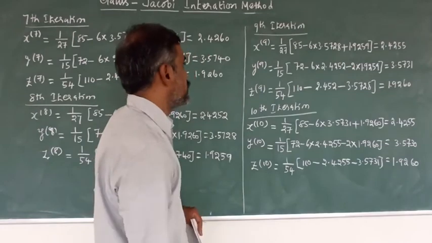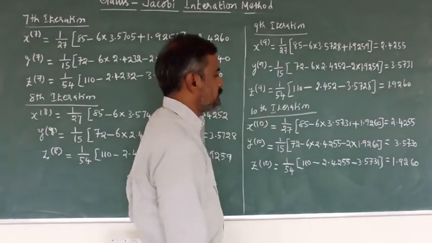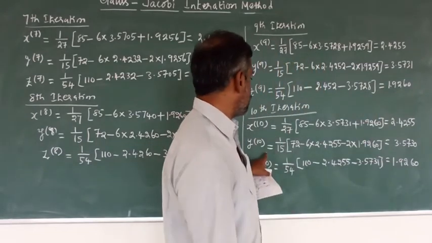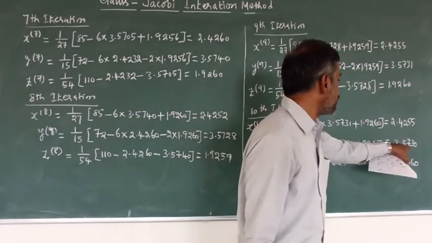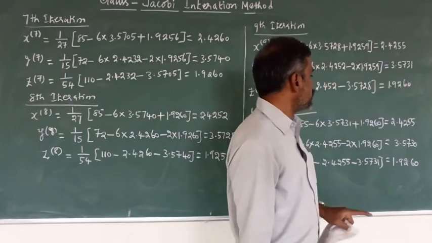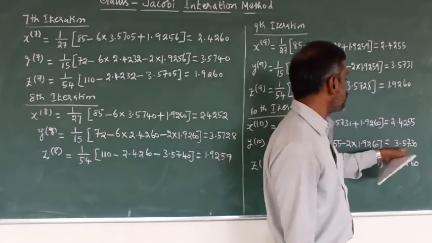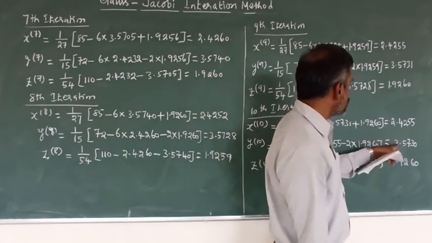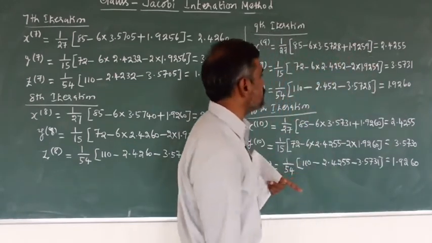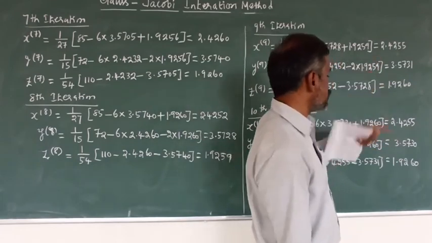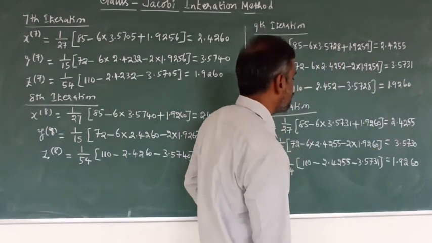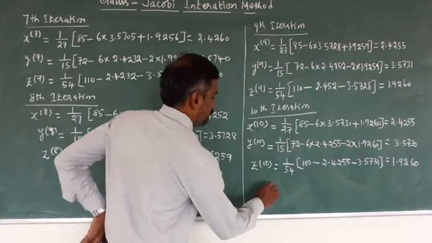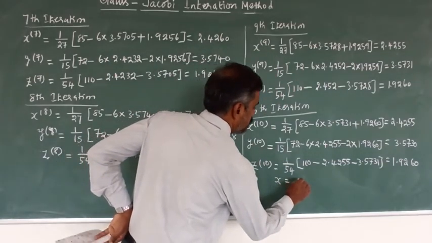Now to compare the 9th iteration with the 10th. The z value is the same, and the y values are 3.5730 and 3.5731. This is approximately equal, and the x value is also the same. So we can stop the process.